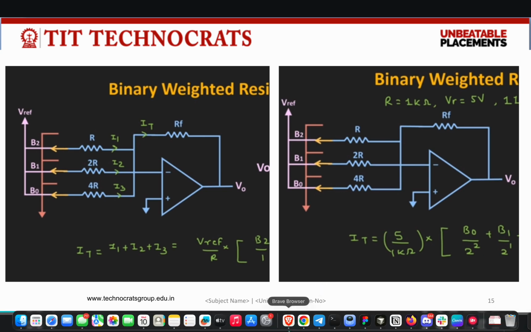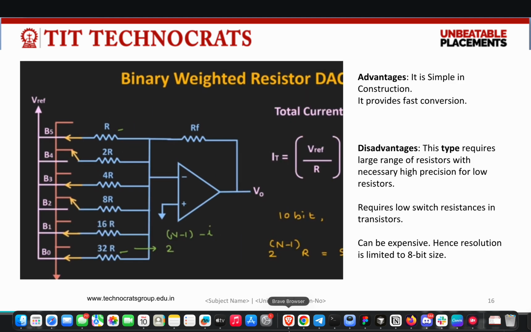We can also calculate the current IT equal to I1 plus I2 plus I3, that are the current flowing in different arms. The advantages of binary weighted resistors are that it is simple in construction and it provides fast conversion.